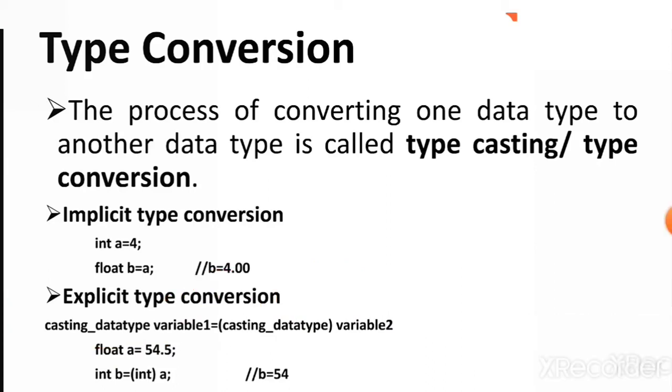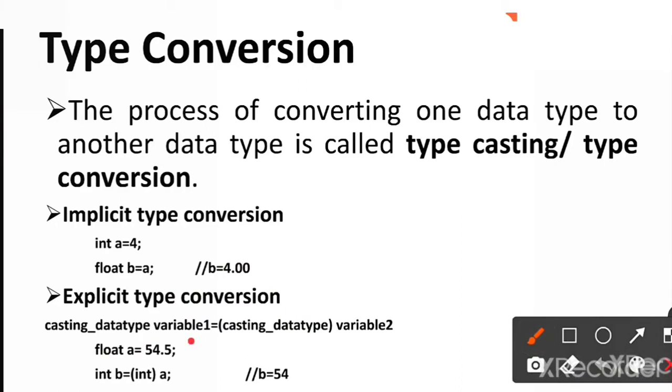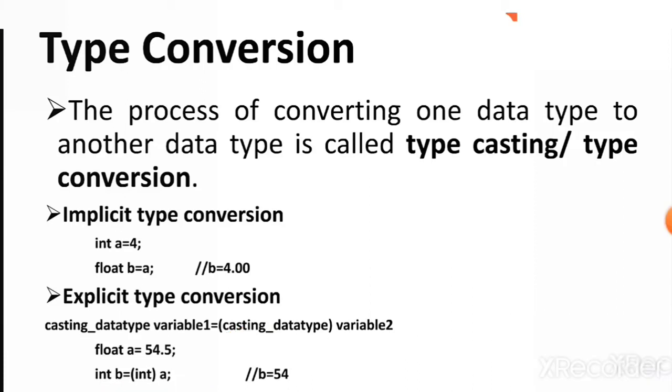Here is an example. In this example, I have declared a float variable with the value 54.5. Next, I am going to convert this float value into an integer value, and then I'll assign it to the other variable called b. To convert that float value manually, I write int within the parentheses, followed by the name of the variable whose value is going to be converted. This is how we do explicit type conversion in Java. This is all about type conversion or typecasting.